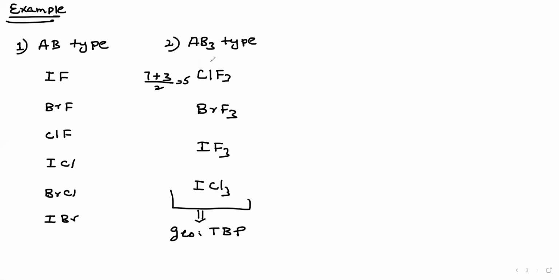What is the shape of this AB3 halogen? Please know, the shape should be T shape according to VSEPR. What is T shape? 3 bond pairs and 2 lone pairs. So it is T shape.